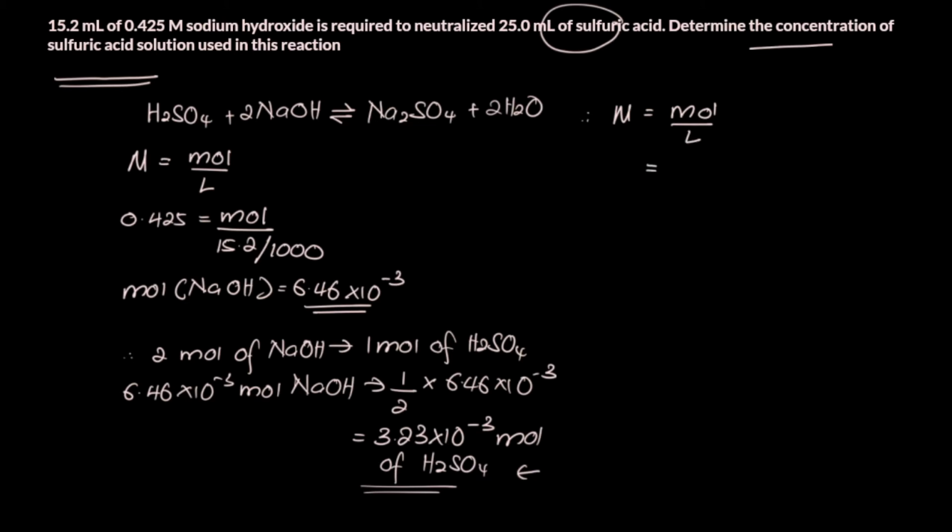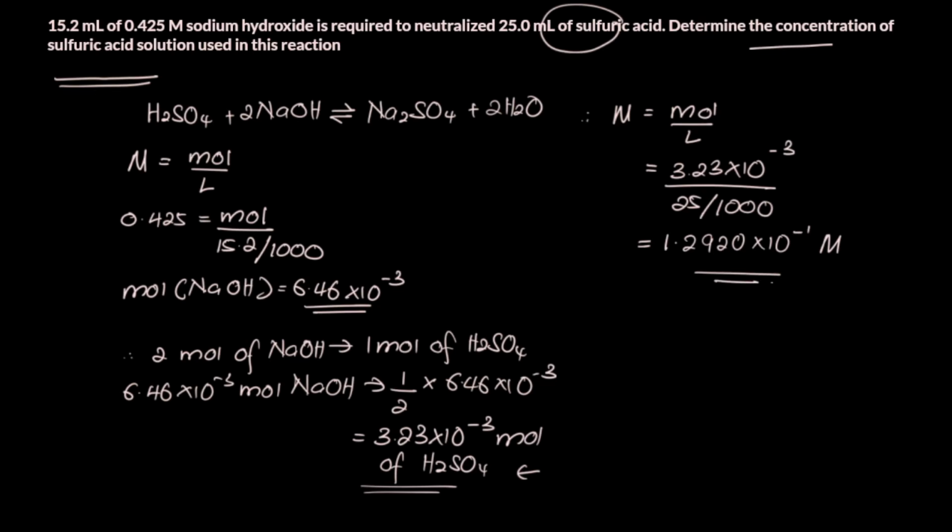So the number of mole for your sulfuric acid is 3.23 times 10 to the power of negative 3, and the volume is 25 milliliters, so you need to convert this to liter by dividing by 1000. You should be able to find the molarity of your sulfuric acid equivalent to 1.2920 times 10 to the power of negative 1 molar. So this is the final answer for the first question.